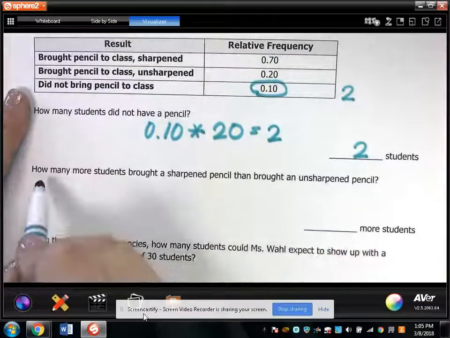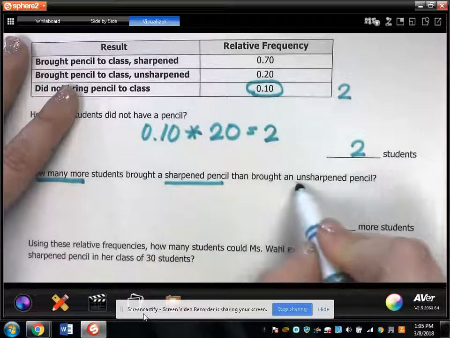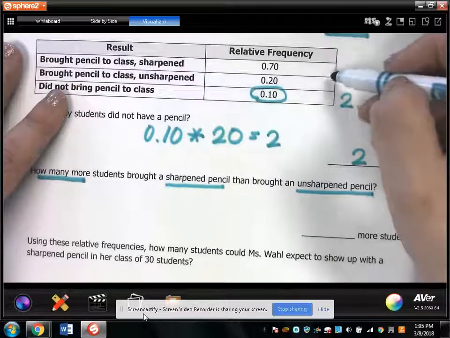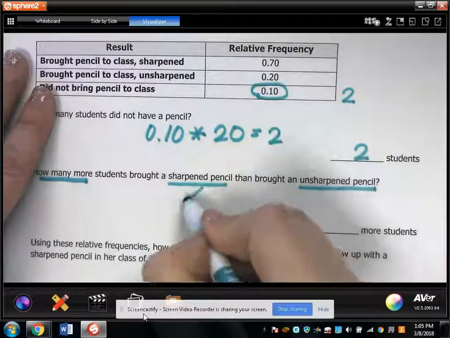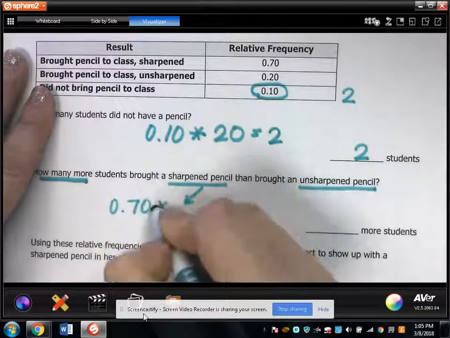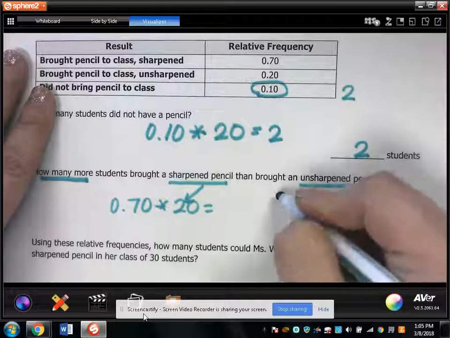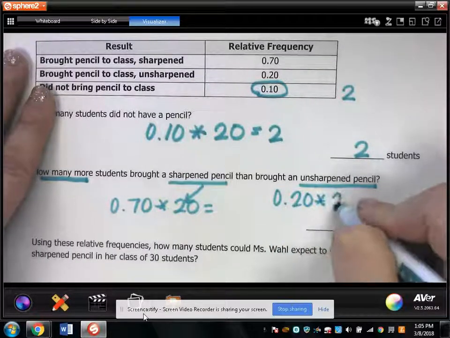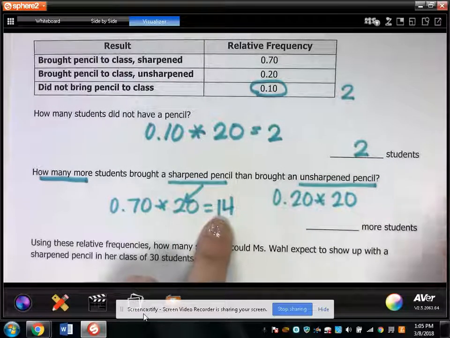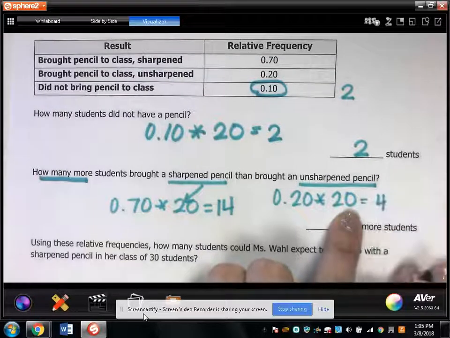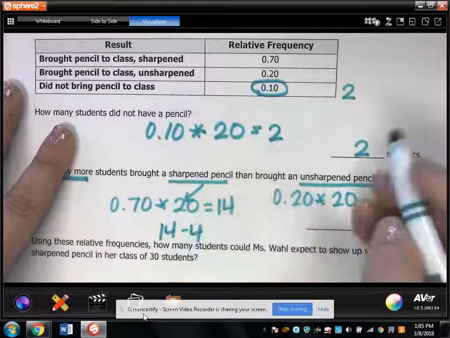Now it says how many more, which means subtract eventually, right? How many more students brought a sharpened pencil than brought an unsharpened pencil? So I'm going to have to find out the count of each. I know 70% of the class brought a sharpened pencil. So over here I'm going to do 70% of 20. And I know that 20% of the class brought an unsharpened pencil. So I'm going to do what is 20% of 20. And I find out that 14 students brought a sharpened pencil, 4 students brought an unsharpened pencil. So how many more brought a sharpened pencil? 14 minus 4 is 10.